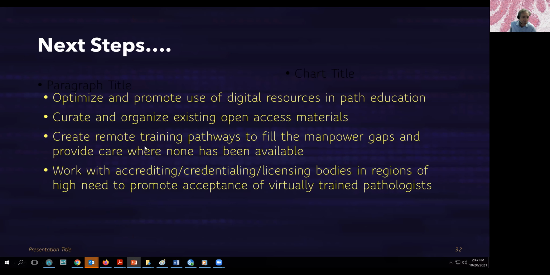So what are some of the next steps? Well, we want to optimize and be thinking about how we can promote the use of digital resources in pathology education. The DPA is very active in this. DAPA is one of the solutions. There are others that we're working on to attract medical students and so forth. We probably need to begin to curate and organize these existing open access materials in a manner that makes them readily available, keeps them current, and provides some level of, how should we say, filtering for serious trainees. Because we don't want to waste the trainees' time with bad materials.